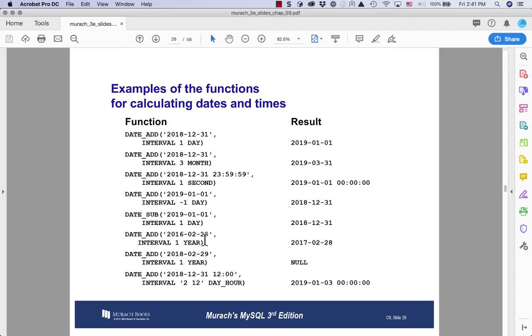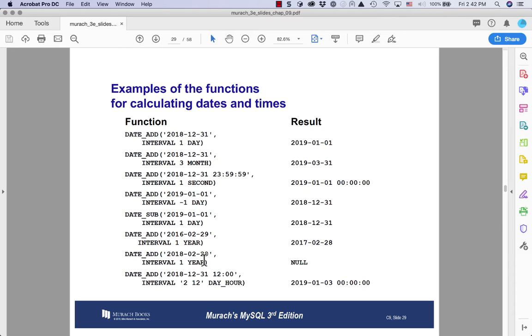Here we're adding 1 year. Now, what's interesting here is when you add a year, it's sophisticated enough that you're going from the last day of February 2016 to the last day of February 2017, and it turns out that February in 2017 only has 28 days, whereas in 2016 it had 29 days, but it's smart enough when you add a year that it just goes to the last day of February. I think that's pretty cool.